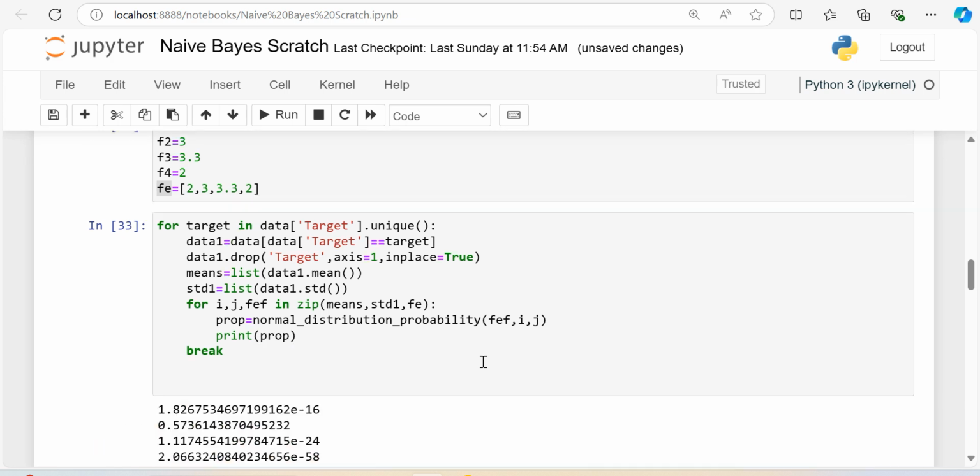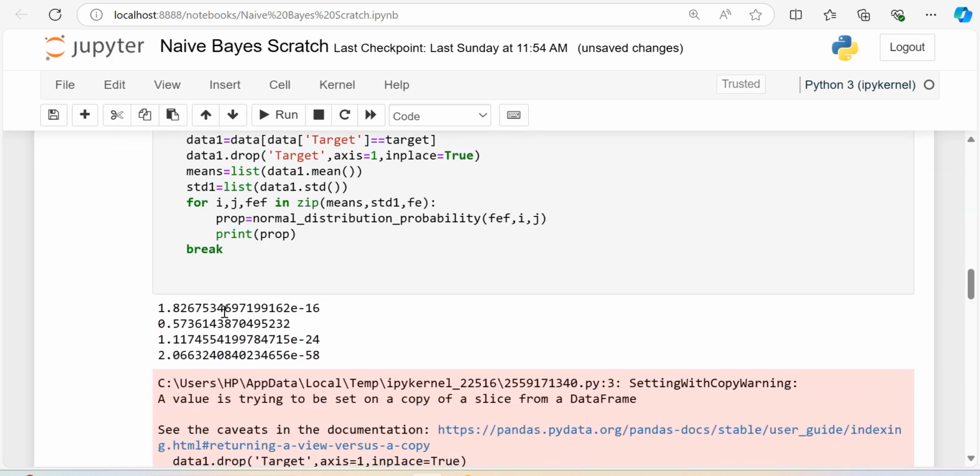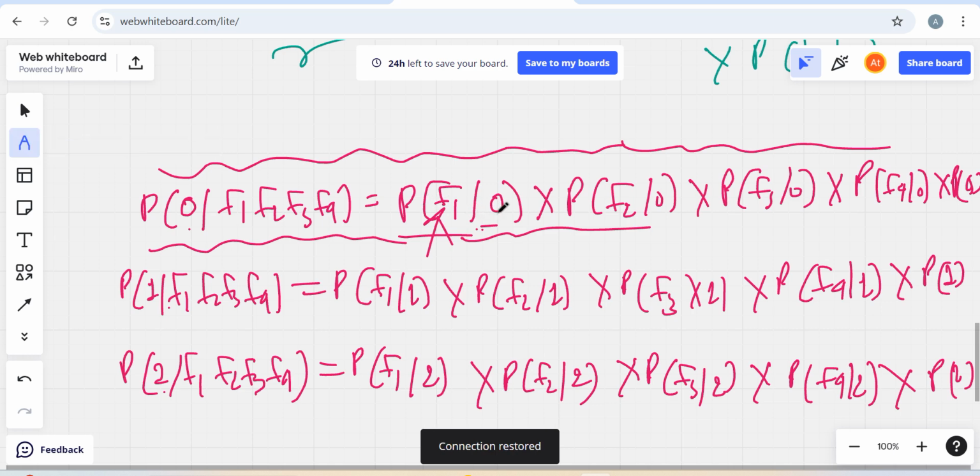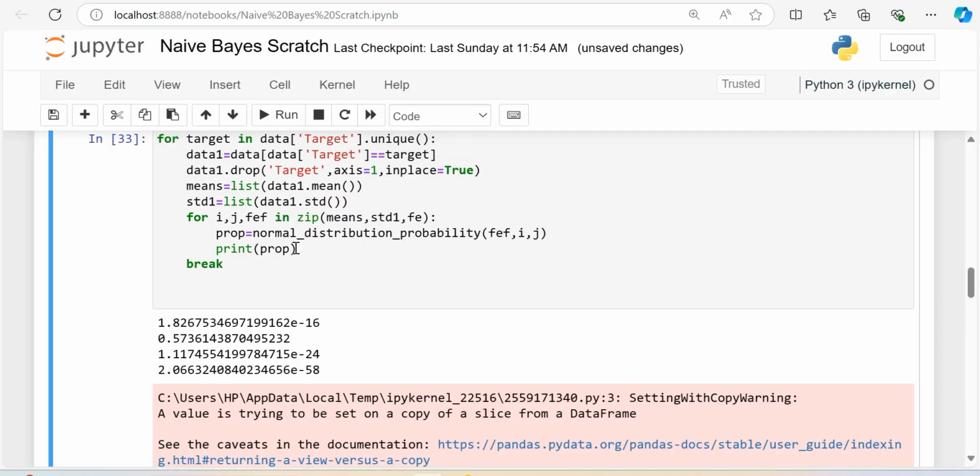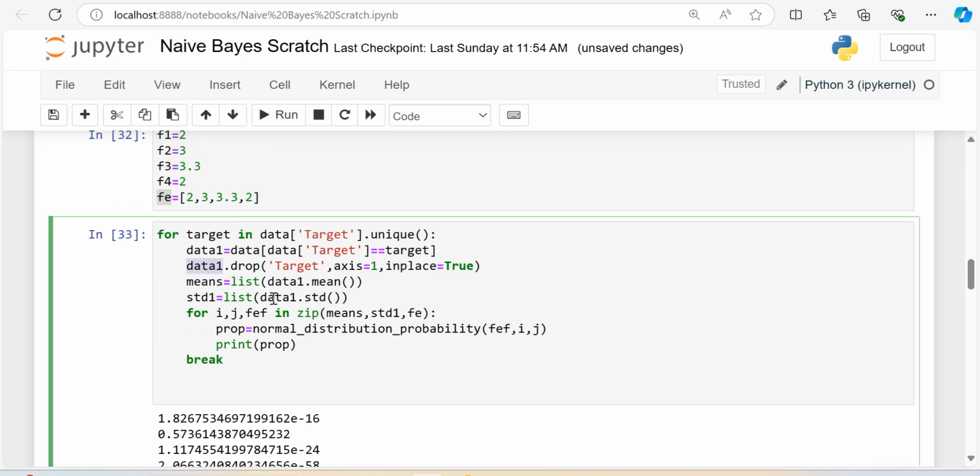If you print this probability value, you're getting the probability for feature 1 given 0, feature 2 given 0, feature 3 given 0, feature 4. This is the probability for all, right? Why am I saying given 0? Because I took a filter on 0, right? Here you can see we took a filter on 0.